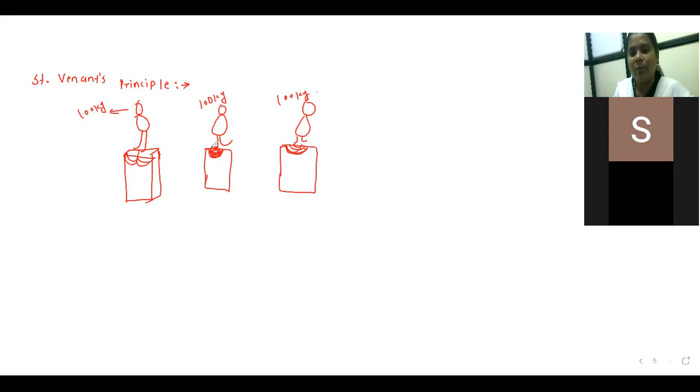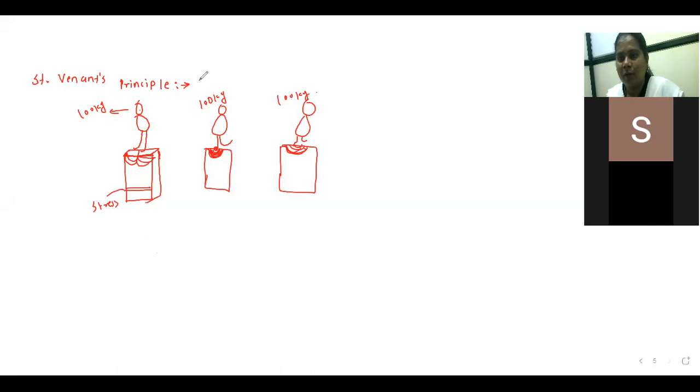So our principle is that if a person is standing or any load is acting on that portion or on that side, the stress distribution will change. But when we check the effect on either side or at some distance, at that time the stress will be constant. This principle is stated by Saint Venant. This is for our understanding purpose.